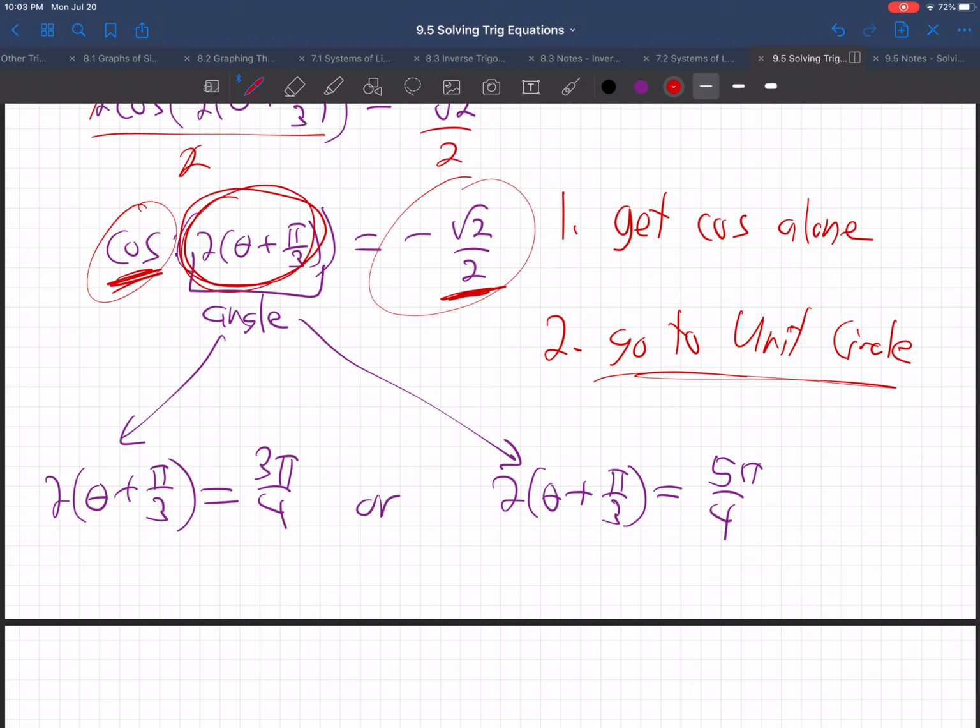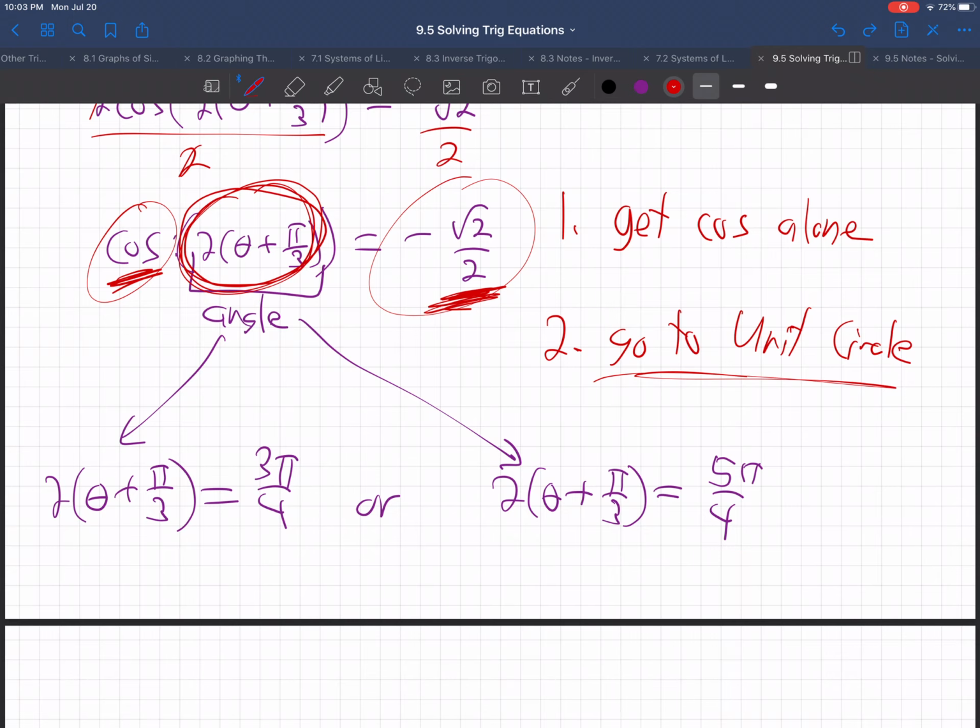We just found where the cosine is, what angles make the cosine negative root 2 over 2. If that angle is 3 pi over 4 or 5 pi over 4, which means that whole expression on the inside is 3 pi over 4 or 5 pi over 4. So that's what we're looking at.